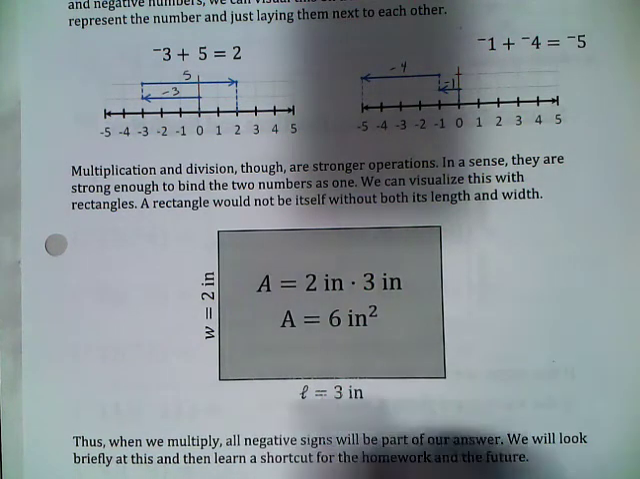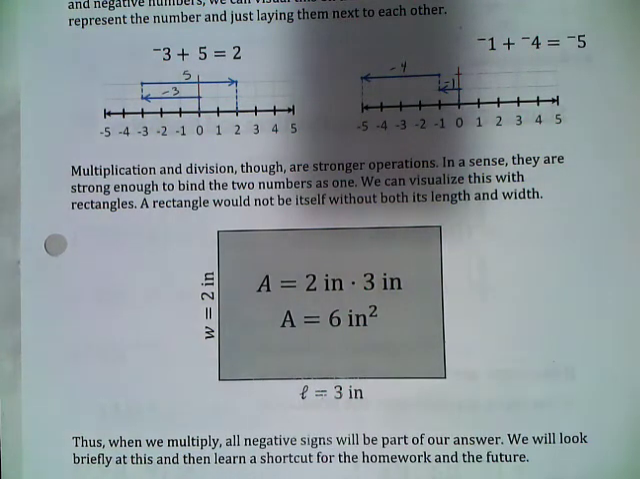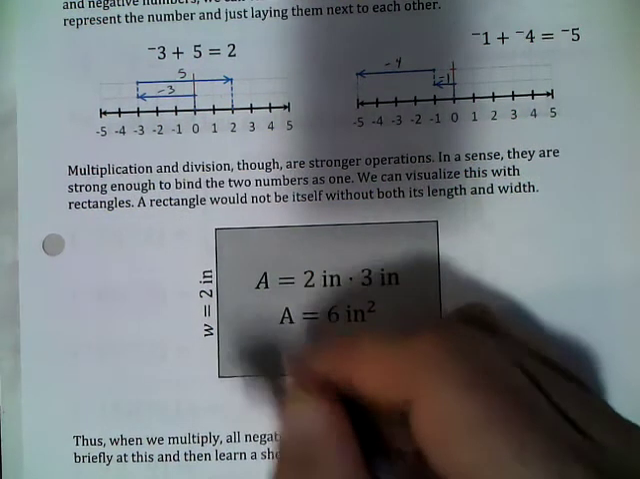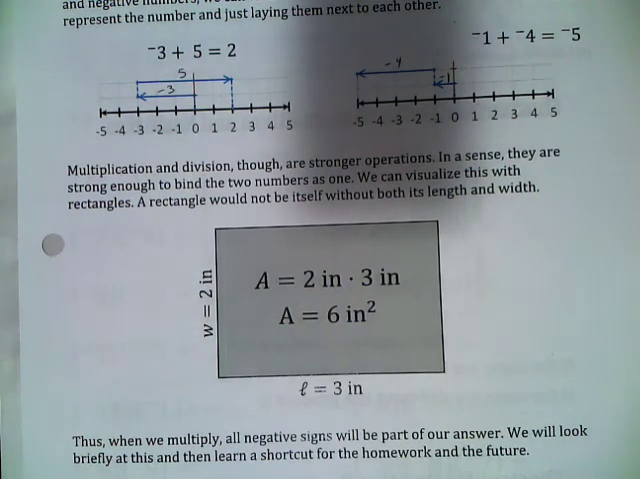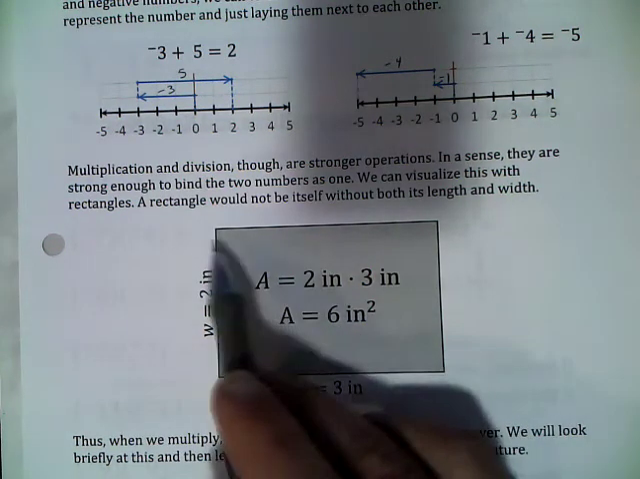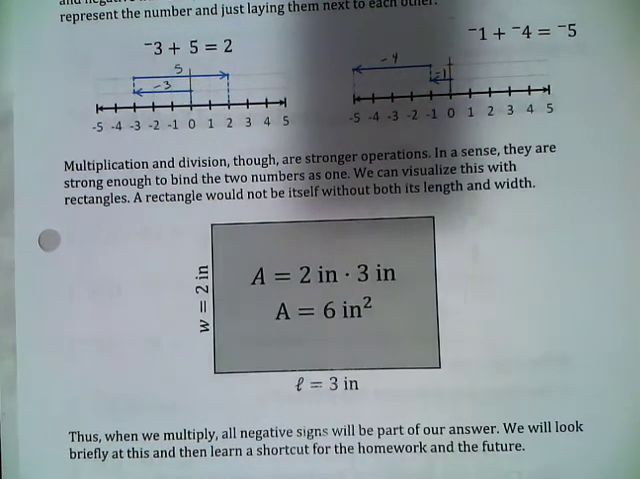All by itself, a length of 3 could just be out there somewhere. A length of 2 could just be out there somewhere. But when we put them together like this, we multiply them together, and we get this area, it binds them together as one number, 6 square inches.